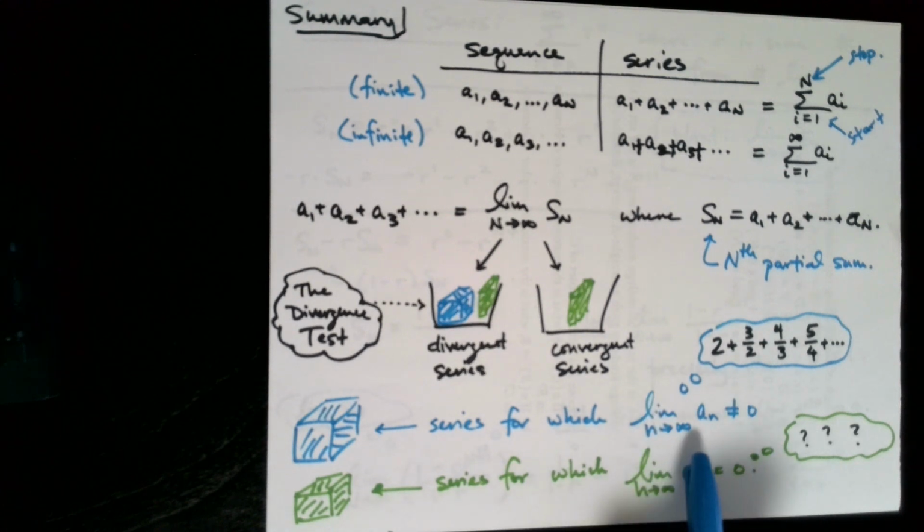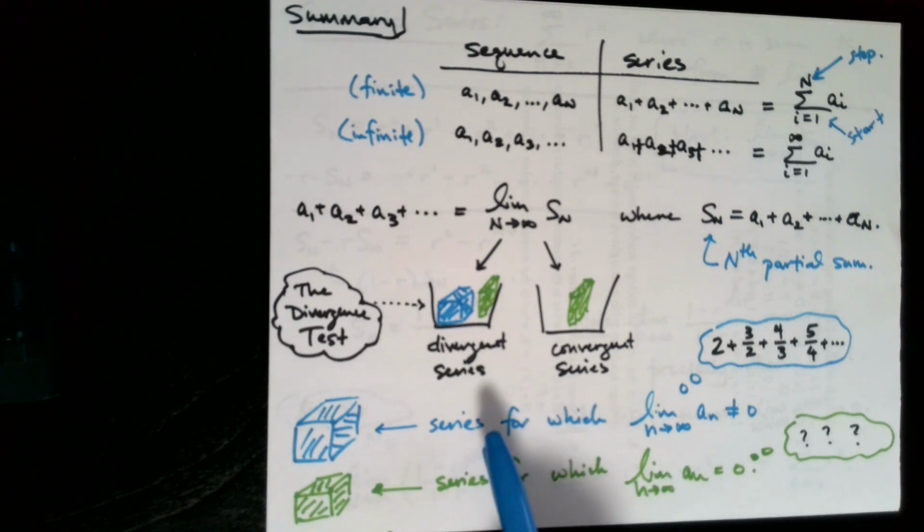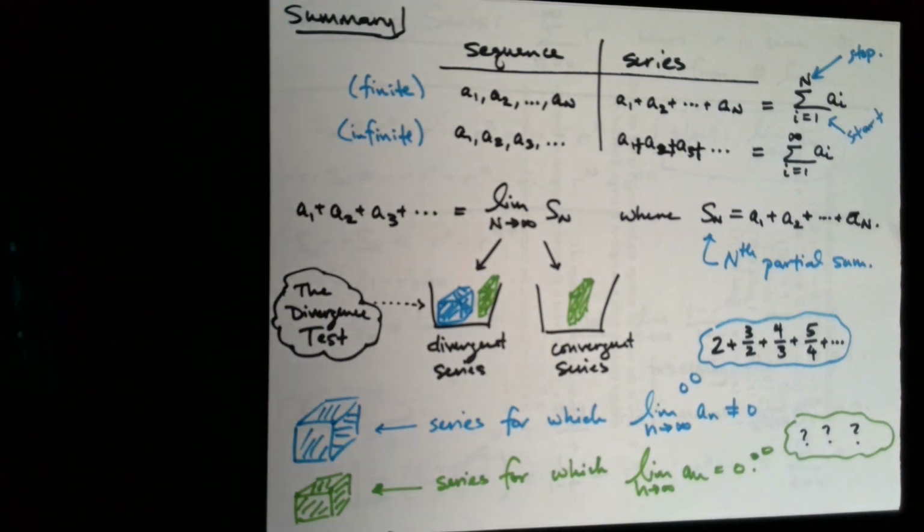So should the terms of your series not go to 0, you can be certain that those series land among the divergent series. This is why we call this test the divergence test. Now, the divergence test only tells us something about series whose terms do not go to 0. Should your terms go to 0, well, it's actually possible for the series to diverge or converge depending upon the nature of the series. So that's going to be essentially where we focus our attention here moving forward.